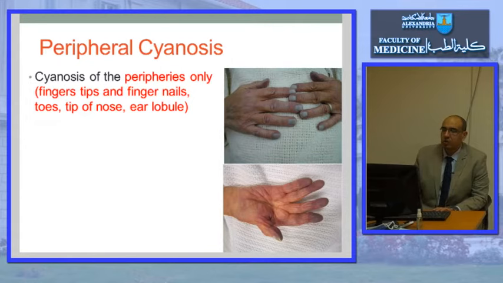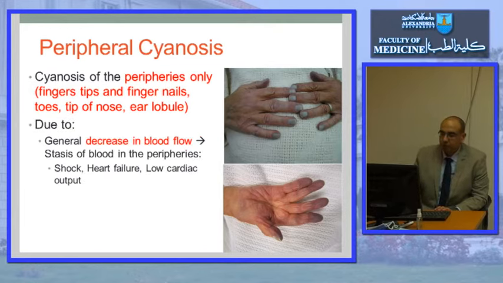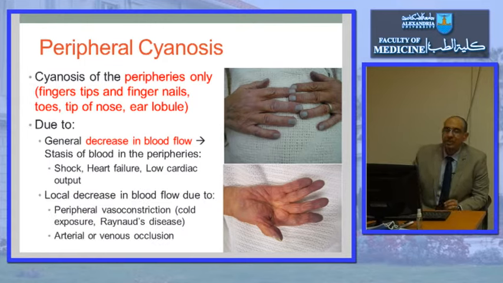Peripheral cyanosis is cyanosis which is present in the peripheries only, like in fingertips as we see here, and fingernails and toes, and tip of the nose and ear lobule. This bluish discoloration is mostly due to decreased blood flow and the stasis of blood.